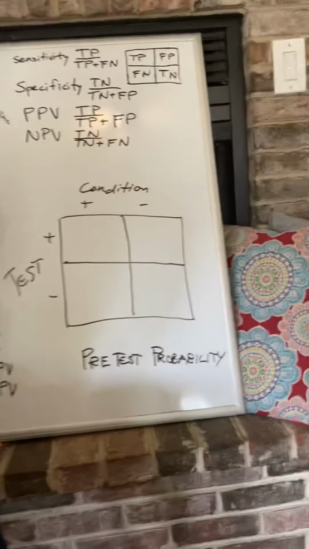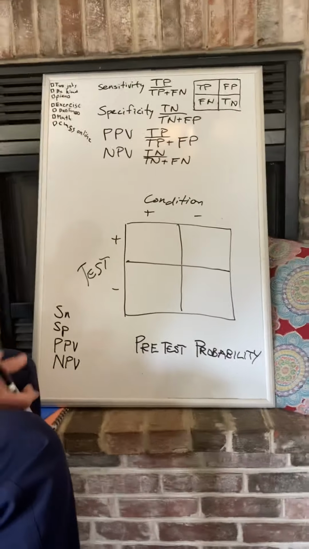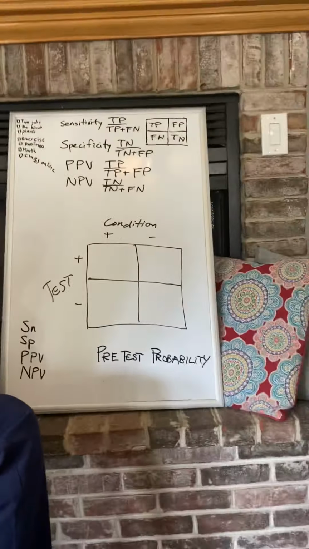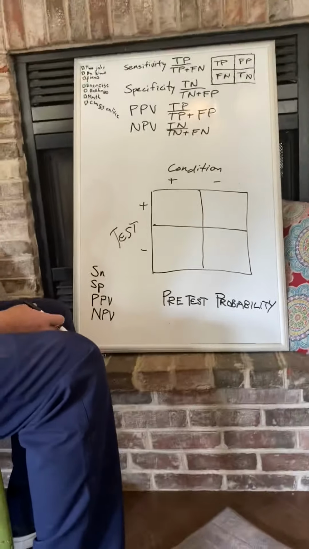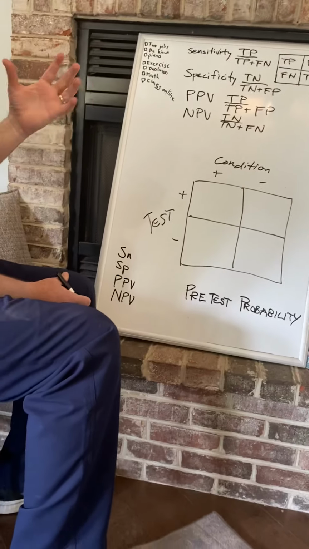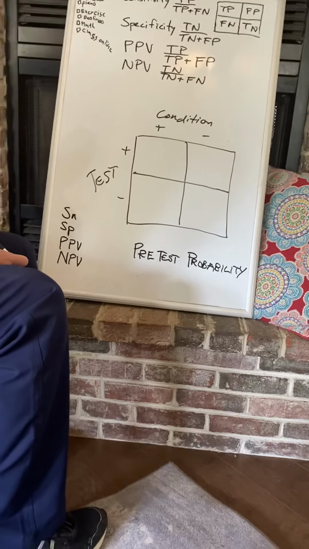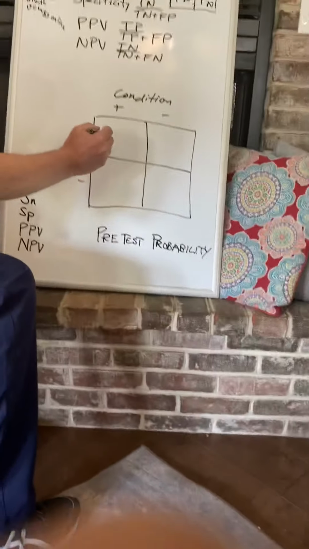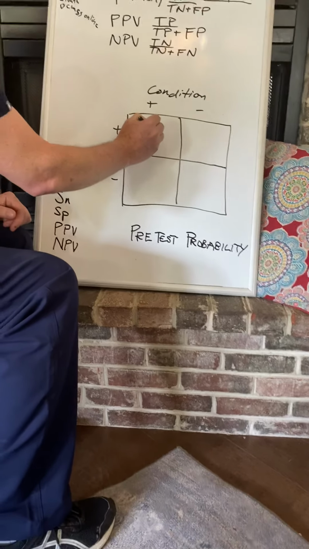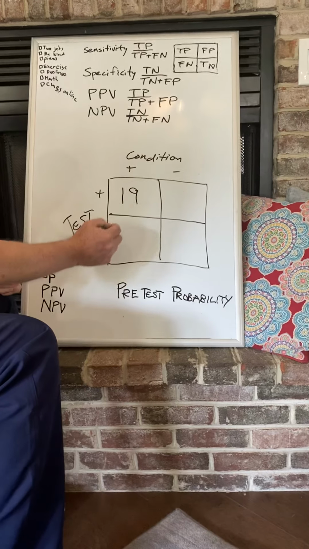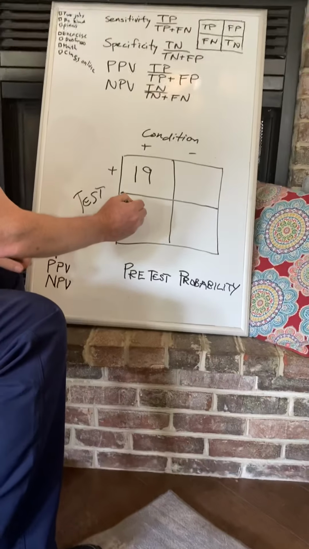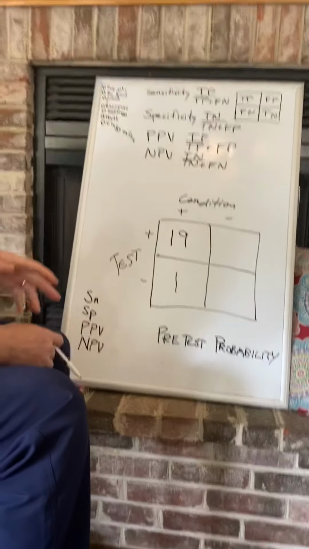So let's imagine we got 100 people. And of those 100 people, we're going to test them for the condition, and 20 people have the condition. And our test is pretty darn good. It catches 19 of them. So those are our true positives. It misses one. Somebody had it, we missed it. That's our false negative.